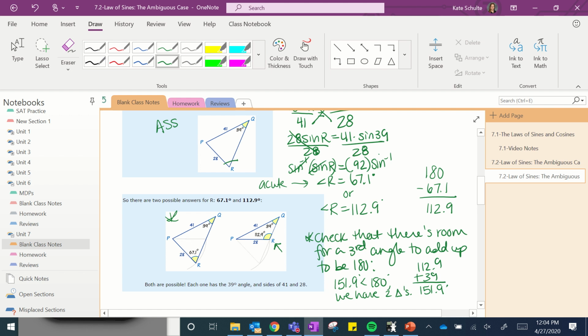But that's not always going to be an option. So we'll just get into that. For right now, because this ends up being less than 180, there's room for a third angle. So both of these are options for my answer for angle R.